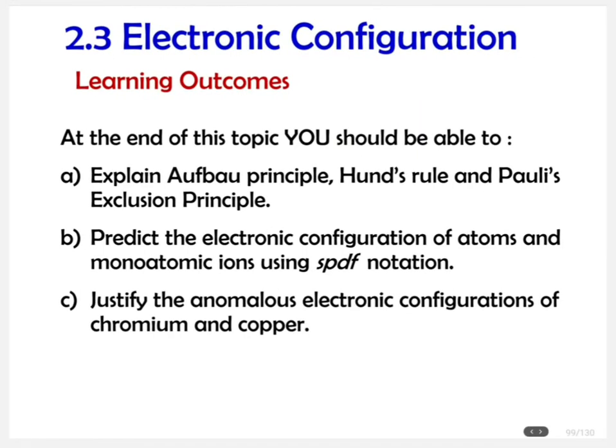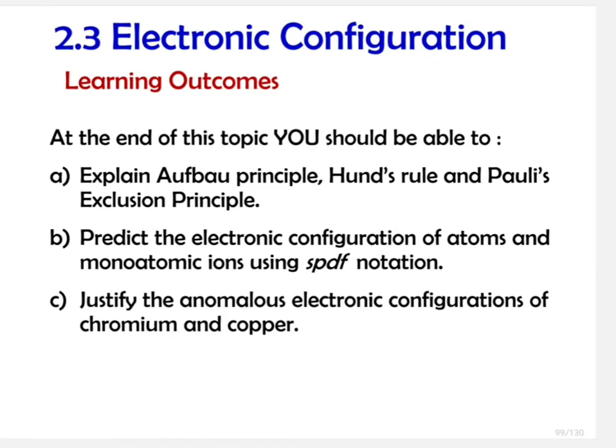Configuration. So this is the learning outcome. At the end of this video, you should be able to explain these three principles, which are Aufbau Principle, Hund's rule, and Pauli's exclusion principle, able to predict the electronic configurations of atoms and monoatomic ions using spdf notation, and the last one is to justify the anomalous electronic configurations of chromium and copper.